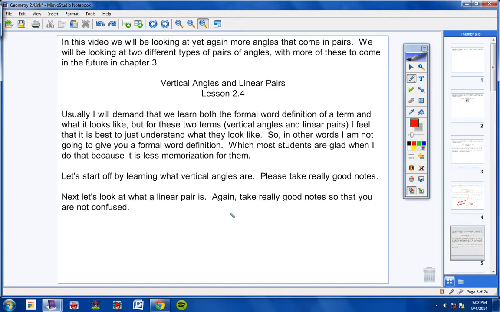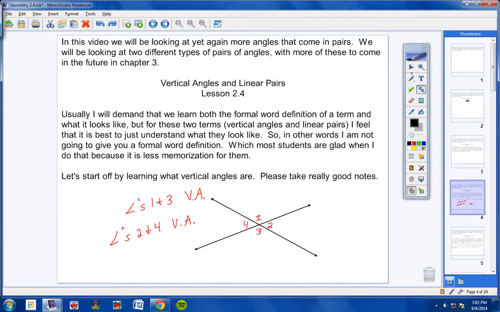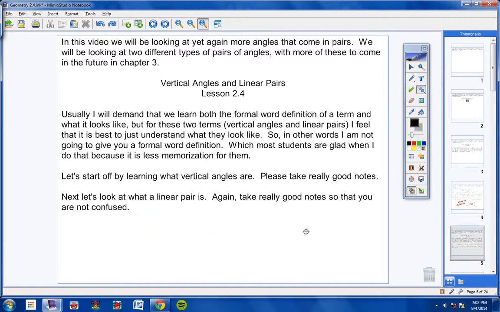Next, let's take a look at what a linear pair is. Now again, take really good notes. I'm not going to give you a word definition, just a picture of what a linear pair is. So take some really good notes so that you're not confused. Once again, I want you to draw another set. Let's go back to this previous example here. Somewhere, I guess I probably should have spelled out the words vertical angles. Make sure you know what VA stands for right here in your notes. Okay, it's very important that you understand that. Okay, go ahead and draw two more intersecting lines. Let's go ahead and number our angles again. 1, 2, 3, and 4.